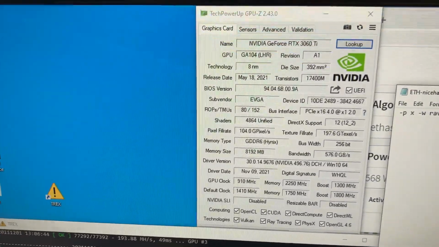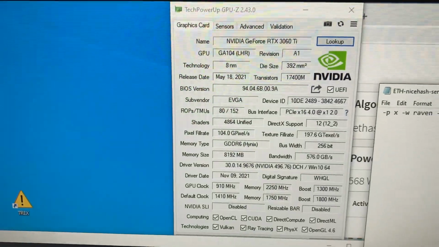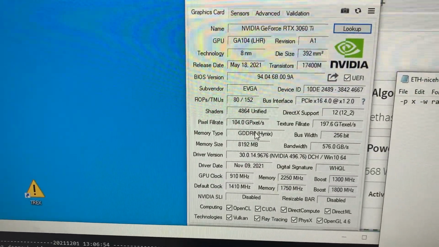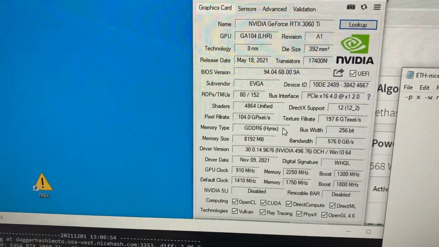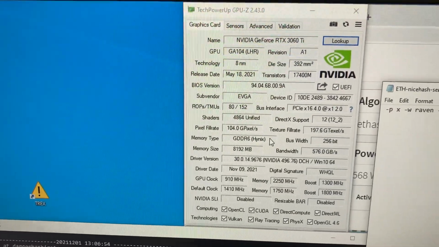And then some of you are asking about memory on my cards. You can see here it is Hynix, not Samsung. I thought it was actually Samsung memory, but it is Hynix. And there's the rest of the settings there for you.